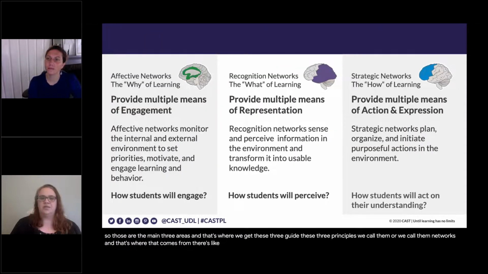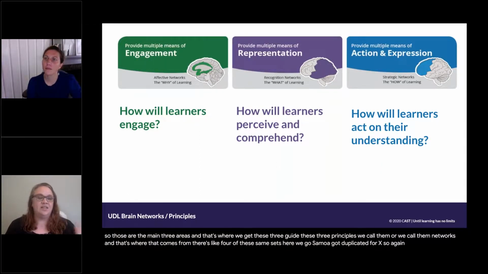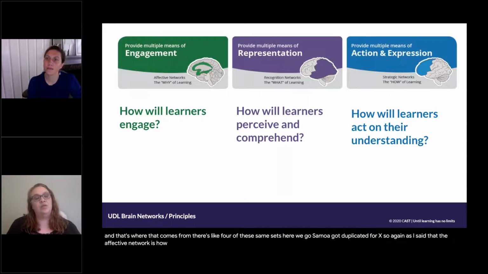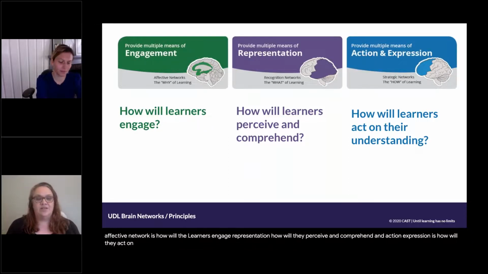There's like four of these same slides. Here we go. Somehow it got duplicated four times. So again, as I said, the affective network is how will learners engage, representation is how will they perceive and comprehend, and action and expression is how will they act on their understanding.